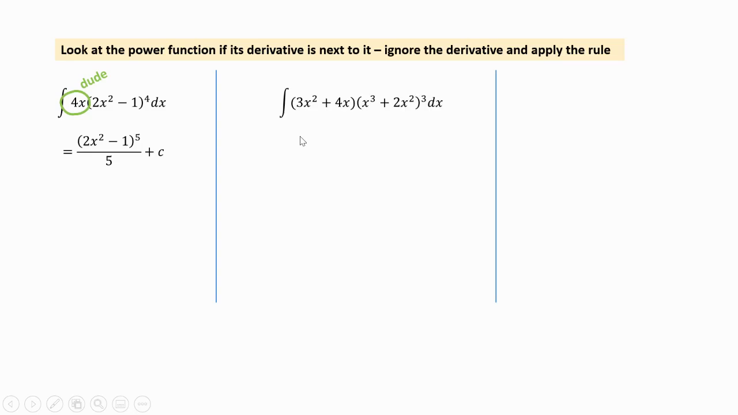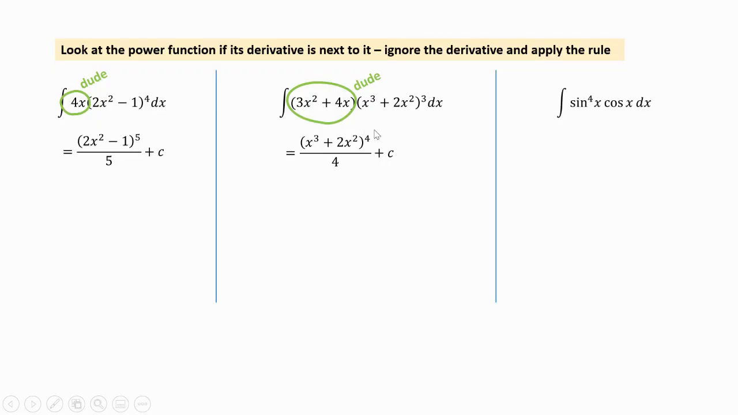Okay, if we look at this one, we look for our power function. This is my power function. It is not linear, so I am looking for the dude next to it. The dude is 3x squared plus 4x, so that is the dude. So I ignore the dude and I integrate the bracket. So that's going to be 1/4 (x cubed plus 2x squared) to the power of 4. I don't have to do any integrating inside it. This is prize number 1.